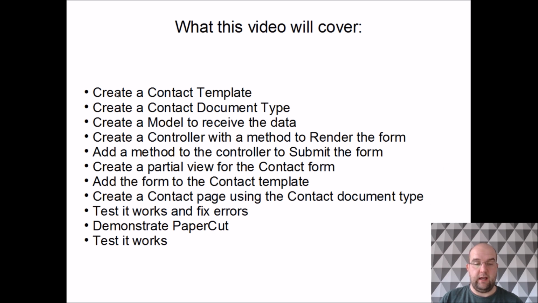We're going to create a new contact template and contact document type, which will be associated with the contact template. We'll then create a model to receive the data from the template. We'll create a controller with a method to render the form, and also add a method to the controller to submit the form. And with that as well, we'll create a method for sending an email. Then we're going to create a partial view for the contact form, and we're going to add all the fields from the model onto the partial view form.